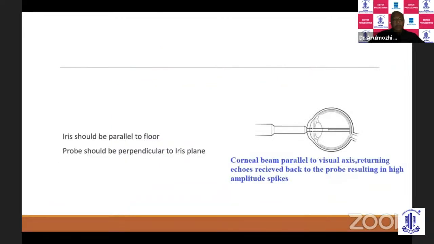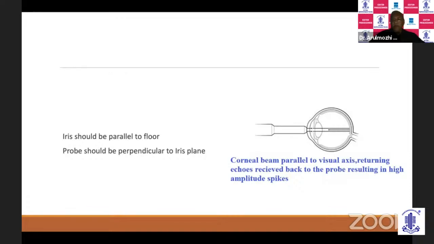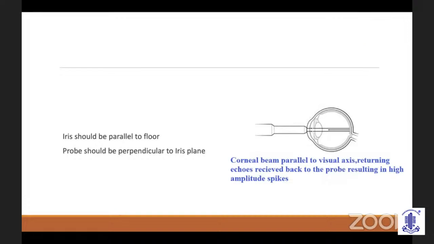So you should be very sure that the iris plane is parallel to the floor and the probe should be perpendicular to the iris plane. The corneal beam should be parallel to the visual axis so that the echoes are received properly to the probe and it is not tilted.